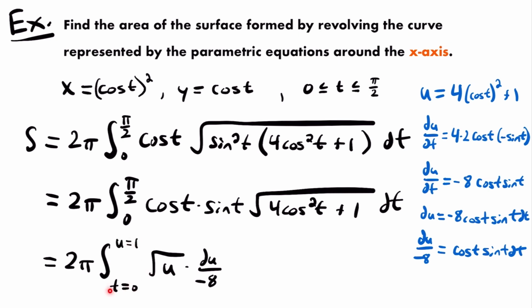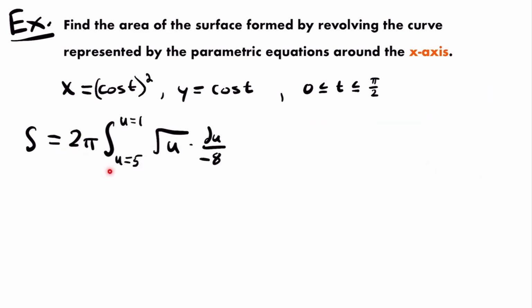Then for the lower bound, we have t equals 0. If we plug that into this equation, we'll have u equals 4 times cosine of 0 squared plus 1. And cosine of 0 is 1. So we have 1 squared, which is 1, times 4, which is 4, plus 1, which is 5. So u equals 5 will be our new lower bound. So we'll replace t equals 0 with u equals 5. Okay, and so now our integral is entirely in terms of u. We don't have to convert back into terms of t. We can just integrate this in terms of u and evaluate at our bounds of integration in terms of u.